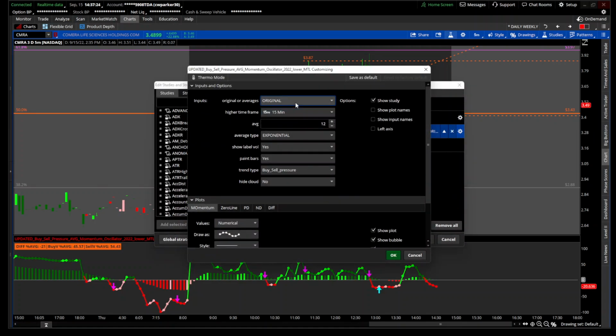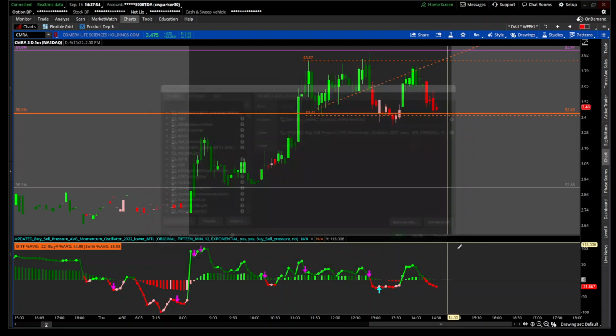So these are the updates. You got the original, you got the MTF, which is multi-time frame. You got your average, you can change the average type. You can show the label or not show the label, paint the bars. You can change this to the Heikin-Ashi. And you can hide the cloud. Don't worry about the cloud. It's only going to show up if you have two divergences back to back, so we're not going to worry about that.